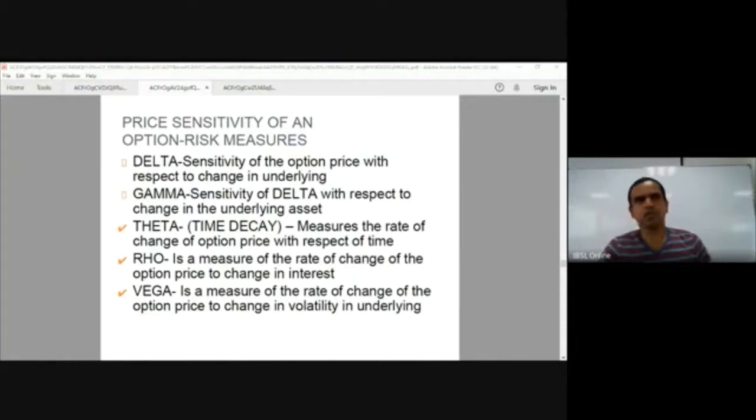Right. The price of an option, which we discussed last week, is called a premium. It's just like the insurance premium. When you buy a vehicle, you get it insured, and the premium that you pay depends on so many factors. Likewise, the price of an option also depends on several factors: the price of the underlying, the strike price, time period, interest rates, volatility, right?